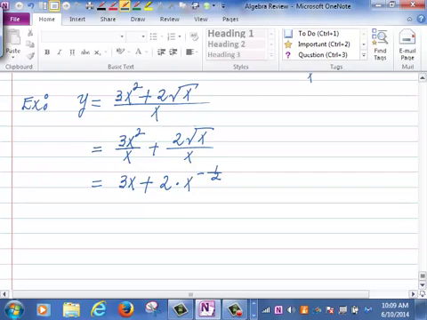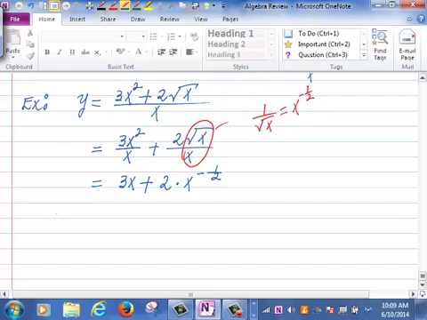Okay, so again, what I was trying to say is that this quantity that I have here, that is 1 over root x because of the root x over x, and that's the same as actually x to the negative half. Okay.